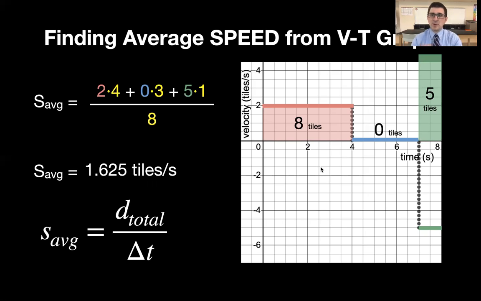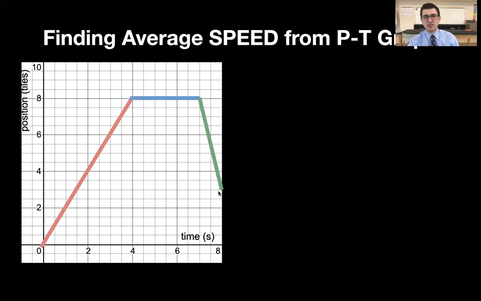So a way that we can think about average speed is total distance traveled divided by change in time, which on a VT graph is just to take the area and then not worry about the positives or negatives. Just take the absolute value of the area, and that will give you the total distance traveled divided by the change in time.